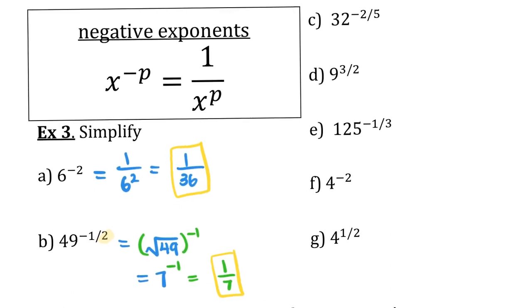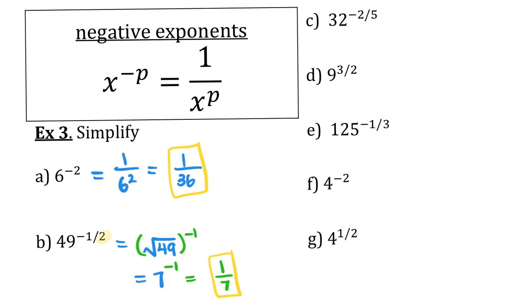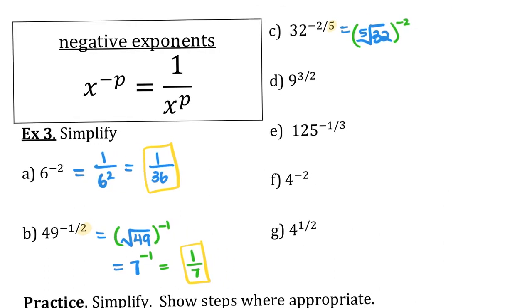Now let's go up to C. 32 to the negative 2/5. Because it's a fraction, root. And I'm going to do the root first. So I'm going to do the 5th root of 32. Okay, after I do the 5th root, then I'm going to worry about the exponent, which is the negative 2. Okay, so the 5th root of 32 is what? It's 2. So 2 to the negative 2. Okay, negative exponents mean fractions. So this is 1 over 2 squared, which is 1/4.